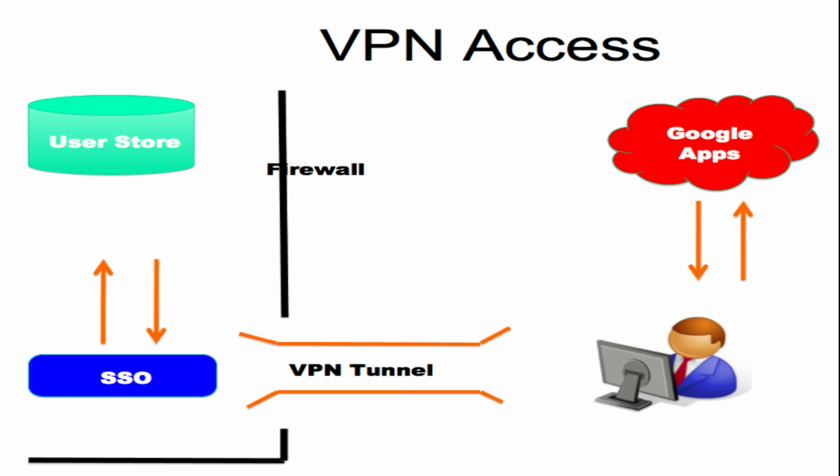The user, to access the single sign-on system, will first need to establish a VPN tunnel through the firewall to the single sign-on system. Without the connectivity of the VPN tunnel, the user will try to access Google Apps, but they will not be able to access the single sign-on system. Thus, the user will not be authenticated and not have access to Google Apps. Throughout this demonstration, please keep in mind this architecture solution that we will be using.